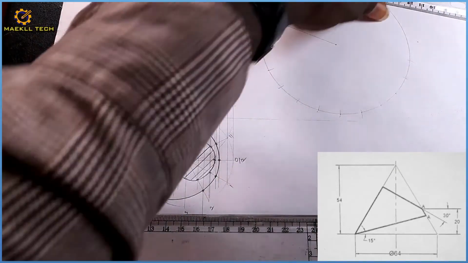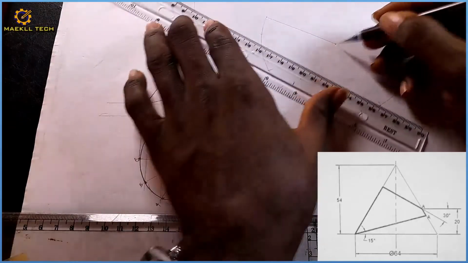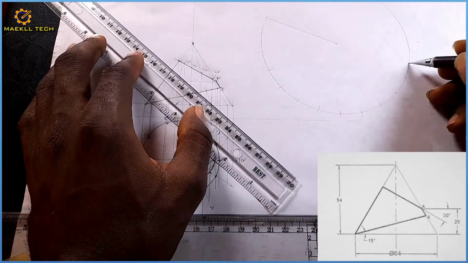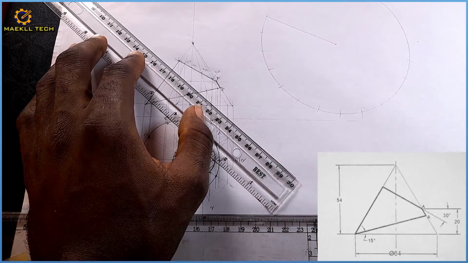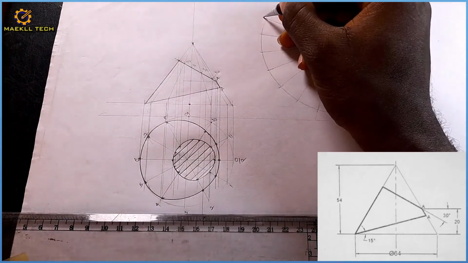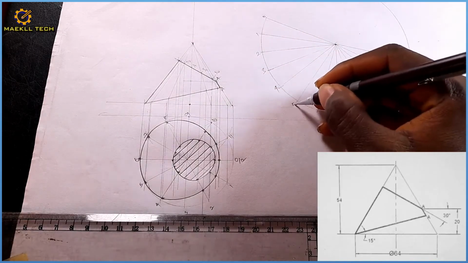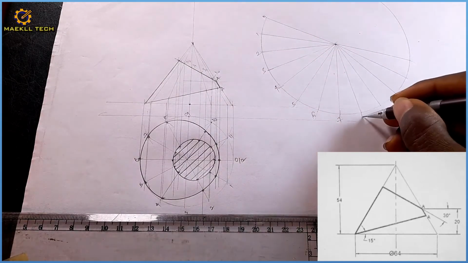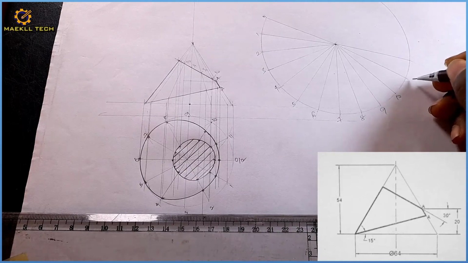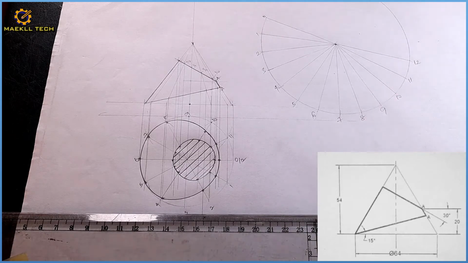So after doing that, I'm going to join each of those spots to the midpoint here. Then I'm going to do my numbering: 0, 1, 2, 3, 4, 5, 6, 7, 8, 9, 10, 11, and 12. Okay, that is it. That is the way. So what is the next procedure now?